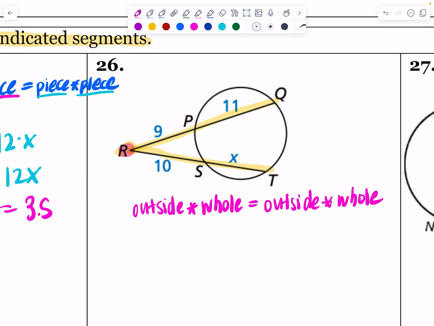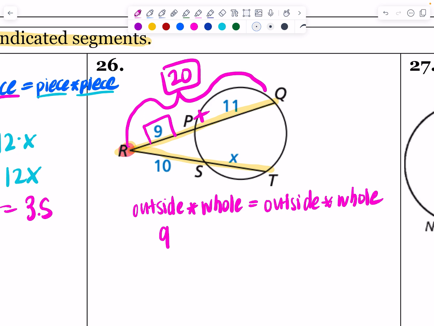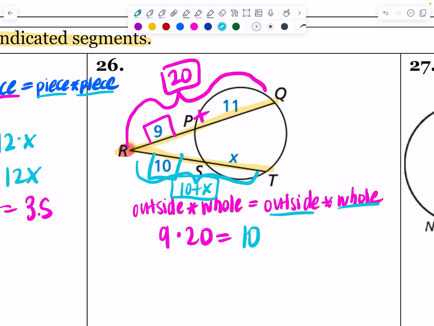So we're going to look individually at each piece. What is the outside of this one? 9. It's going to be 9 times that whole thing. Well, what is that whole thing? It's going to be 9 plus 11, which gives me 20. So 9 times 20 should be equal to 10, the outside, times that whole thing. The whole thing is going to be the expression 10 plus x, so 10 times 10 plus x.